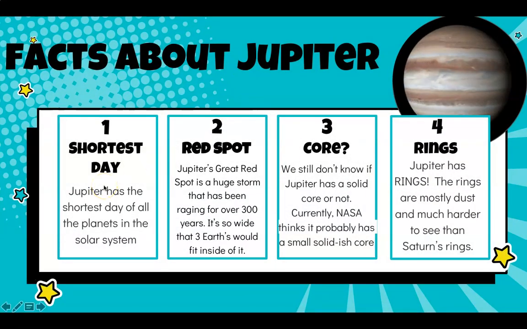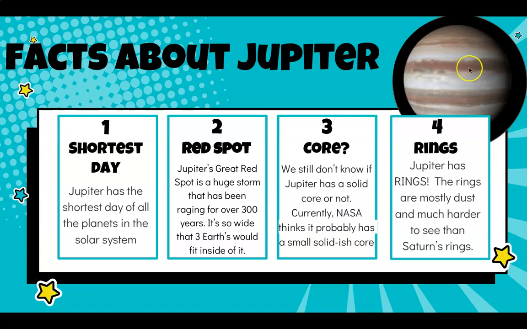Jupiter has the shortest day of all the planets in our solar system, 10 hours. And Jupiter has what we are used to seeing when we see Jupiter, this giant red spot right here. Now that is actually a storm. That storm has been going for over 300 years that we know of. Think of it as a massive hurricane. It is so wide that 3 Earths could fit inside of it. Sooner or later it will disappear, it won't be there forever, but it's just a massive storm that's occurring.